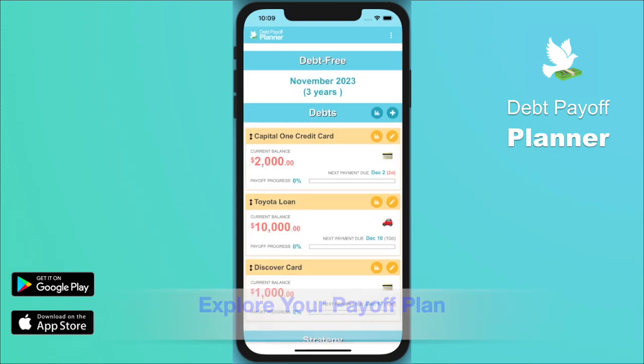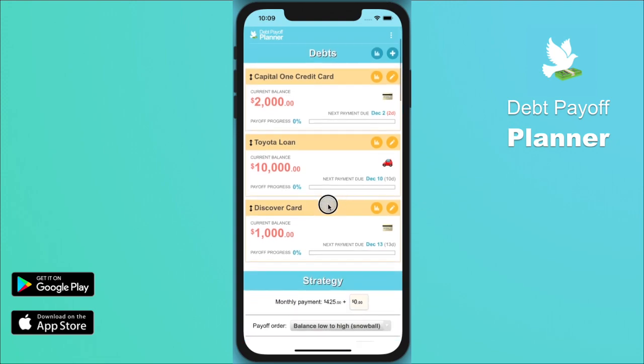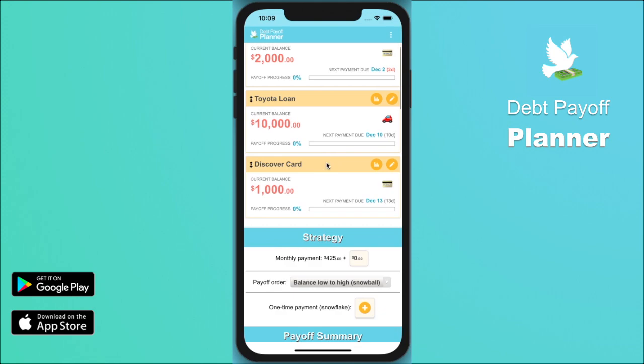Okay, so now that all those accounts are input, we can see the debt-free date. So it's saying that we will be debt-free November of 2023 if we're only making minimum payments. However, the point of using Debt Payoff Planner isn't to make minimum payments. You're going to do that anyway. The point of the Debt Payoff Planner is to come up with a strategy to pay down faster.